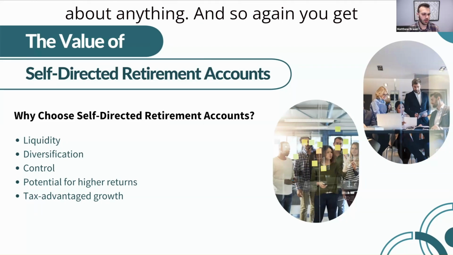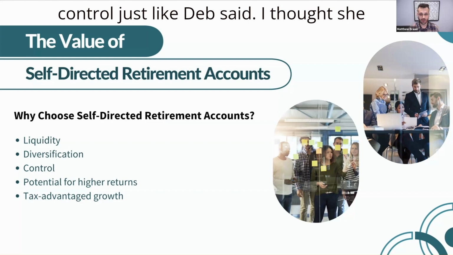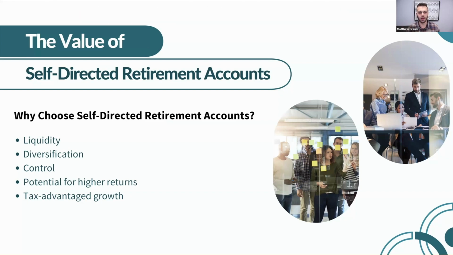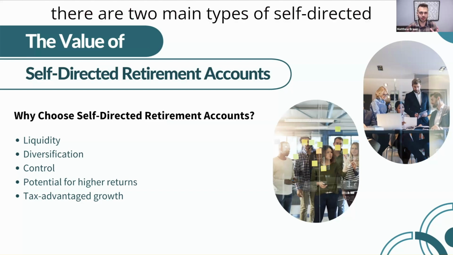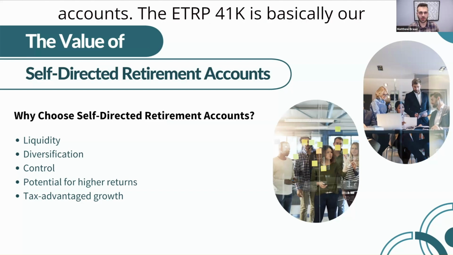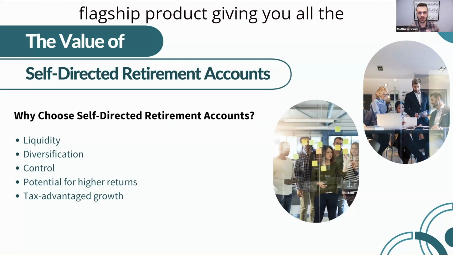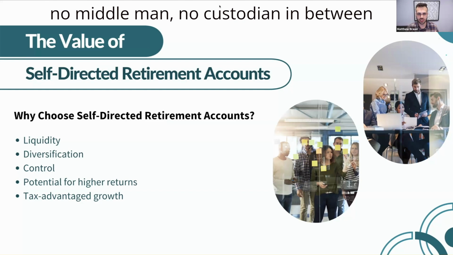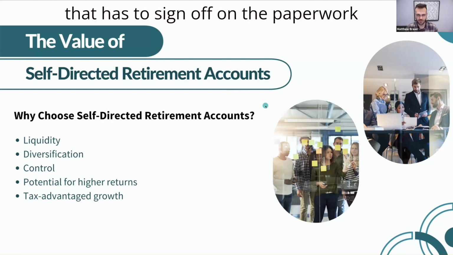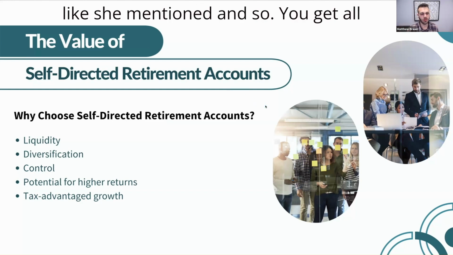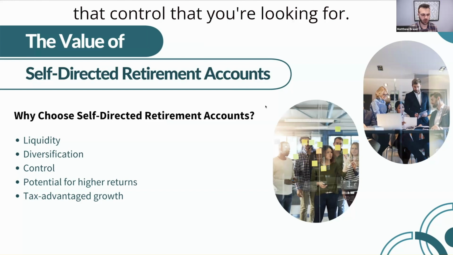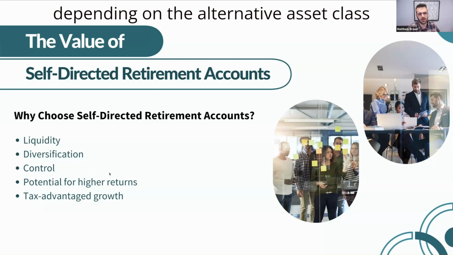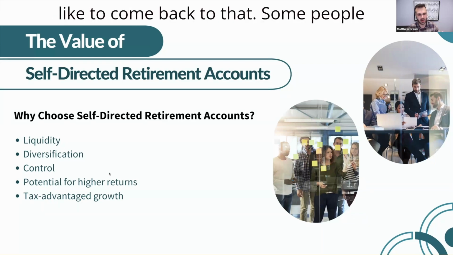And so, again, you get control, just like Deb said. I thought she brought up a really good point there, and I'm going to get into this next. But there are two main types of self-directed accounts. The EQRP 401k is basically our flagship product, giving you all the control that you're looking for. So no middleman, no custodian in between that has to sign off on the paperwork, like she mentioned. And so you get all that control that you're looking for. Again, potential for a higher return, just depending on the alternative asset class. And then tax advantage growth. I always like to come back to that.